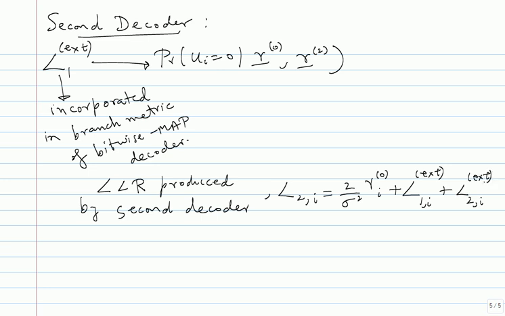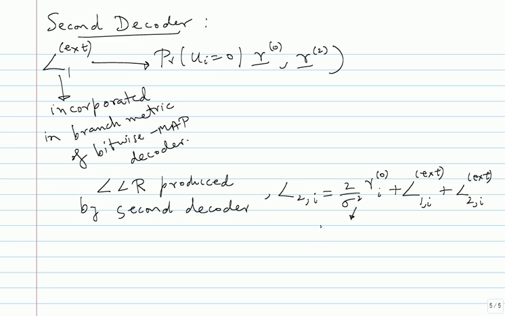Okay, so remember, what was the LLR produced by the first decoder? It was 2 by sigma square Ri0 plus the extrinsic. That L1 extrinsic became input to the second decoder. So what is produced now by the second decoder is the systematic LLR plus the a priori LLR that it got as input plus the new extrinsic information that it is adding.